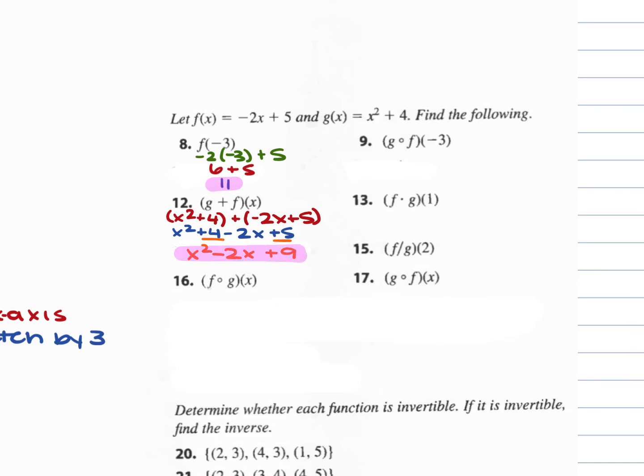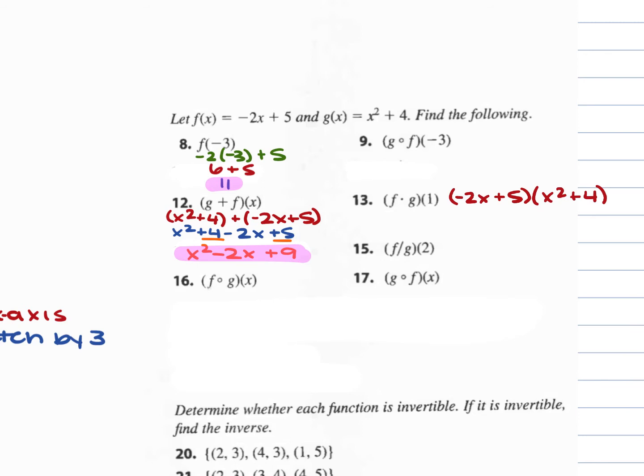Remember, if you have something like f minus g of x, keep the parentheses around each expression and distribute that negative into the second set of parentheses in order to subtract. If you look at 13, you have f times g of 1. So we're going to take f of x, which is negative 2x plus 5, and multiply it by g of x, which is x squared plus 4.